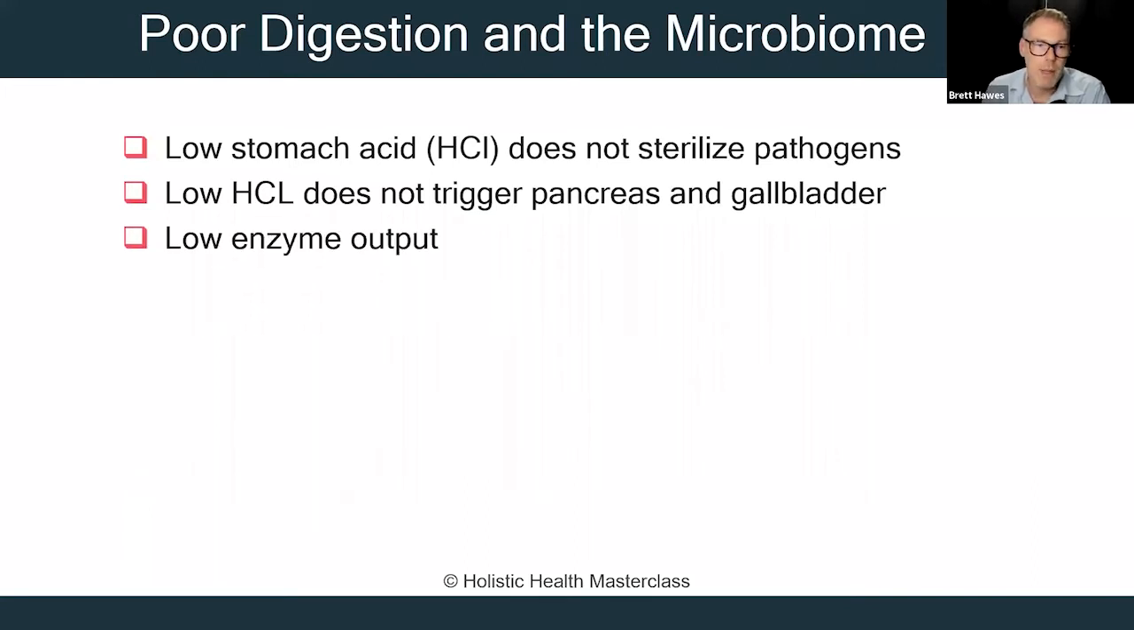If we're not triggering the pancreas, that means we have low enzyme output, okay, which means I don't break down my food properly. If I don't break down my food properly, who finishes the job? Bad bacteria, right? And they're going to start to get overgrown. We also have poor bile flow.